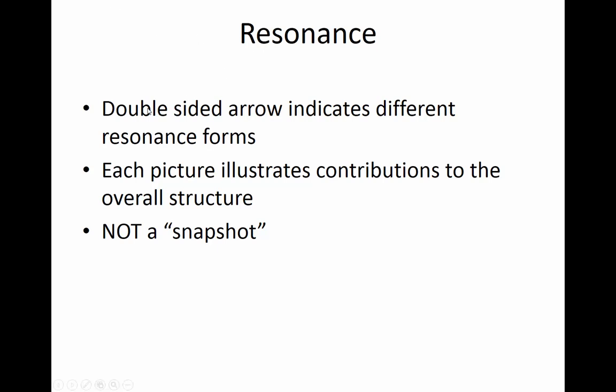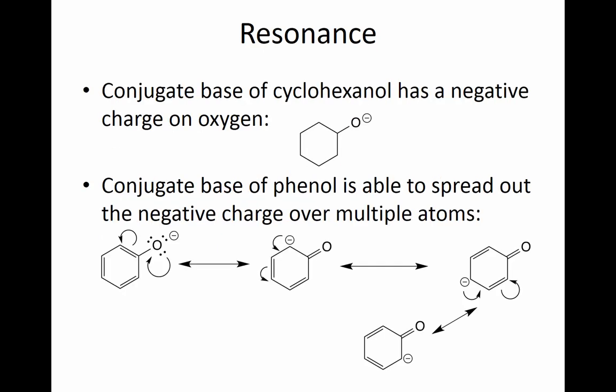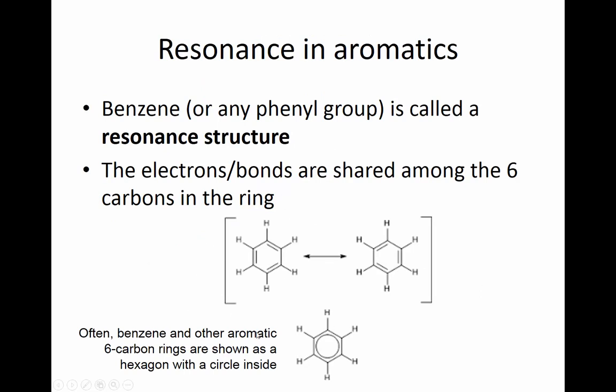So resonance, the double-sided arrow indicates different resonance forms, and each picture illustrates contributions to the overall picture. So these are all contributions. It's not necessarily an overall snapshot, which is why it's more accurate to draw the aromatic ring like this in terms of what is chemically going on than showing this. We don't have a snapshot of sometimes the bonds are here, another snapshot, sometimes the bonds are here. Basically, it's a big sharing.